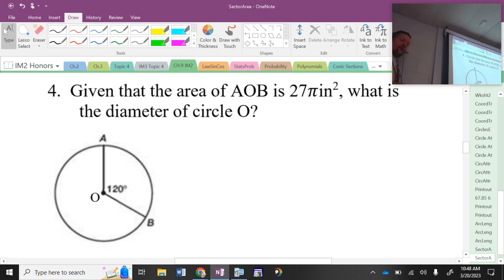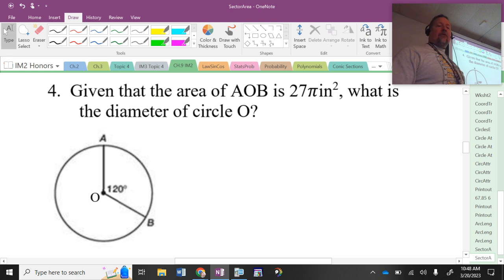Let's go ahead and do this one though, and we'll do it all the way. Given that the area is, sorry, I looked at this, 27 pi inches squared. Now be careful. It doesn't always have to be in terms of pi. It could have said 27 inches squared. You've got to be careful. That's way different than 27 pi. Pi is 3.14, so it's more than triple 27. So be careful whether pi is in the answer or not.